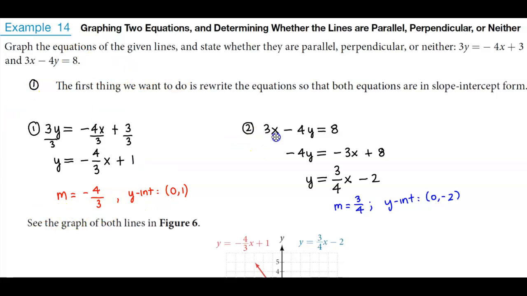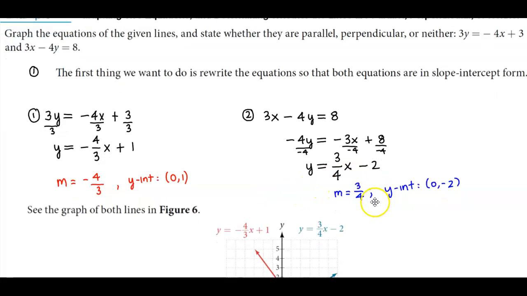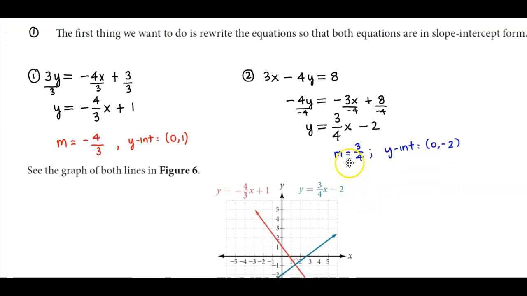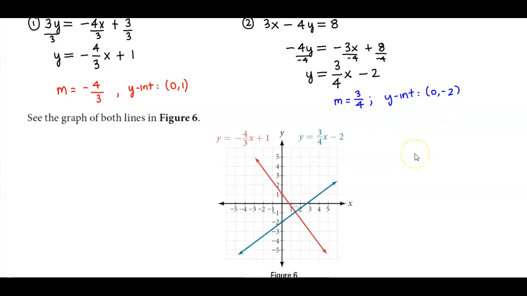Equation number 2, we have 3x minus 4y equals 8. So again, we want to solve for y. The first thing we want to do is subtract 3x from both sides, and then we're going to divide each term by negative 4. Dividing by negative 4 gives us y equals positive 3/4 x minus 2. So the slope of the blue line is 3/4, and the y-intercept is (0, negative 2).